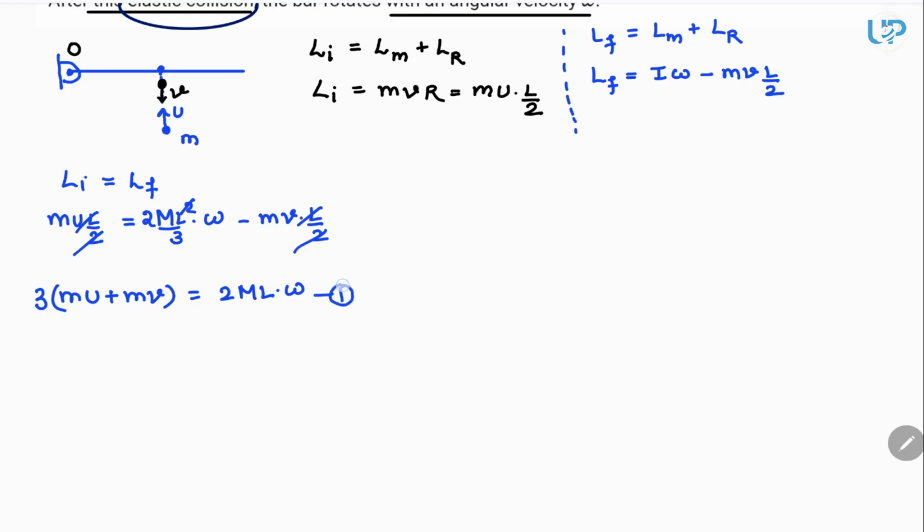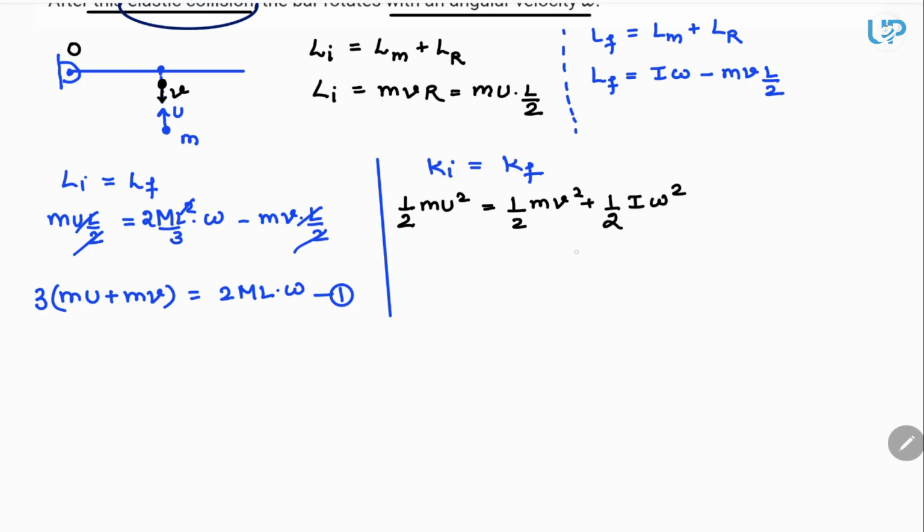Now we also know in an elastic collision the kinetic energy of the system remains conserved. So the initial kinetic energy of the system must be equal to the final kinetic energy. Now what is the initial kinetic energy? Due to the small mass, half of mu square. And what is the final kinetic energy of the system? Half of mv square plus the rotational kinetic energy of the rod, half of I omega square. So we can take 2 out of the equation, and mu square minus mv square must be equal to mL square by 3 into omega square, and we can take 3 over here. So this is the second equation.